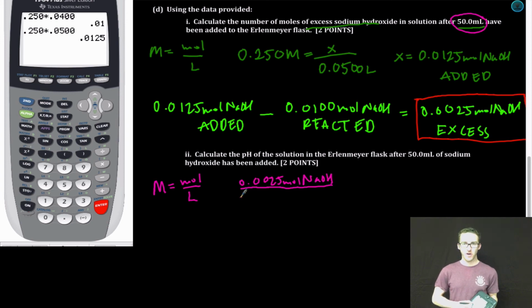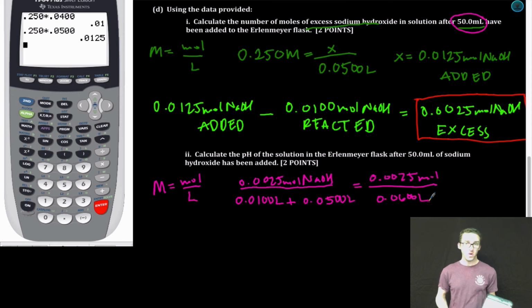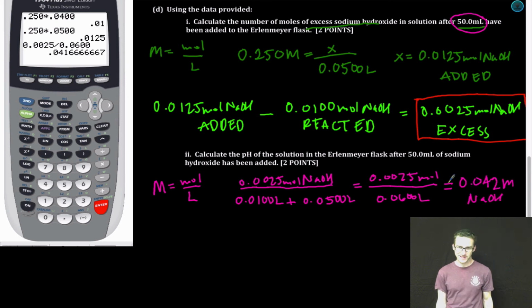So our total volume, 0.0100 liters plus 0.0500 liters. Or, simplified, that excess 0.0025 moles is floating around in 60 mils of solution. Jump to our calculator. The concentration of our sodium hydroxide solution is 0.042 molar. All right. That is the concentration of the sodium hydroxide solution.